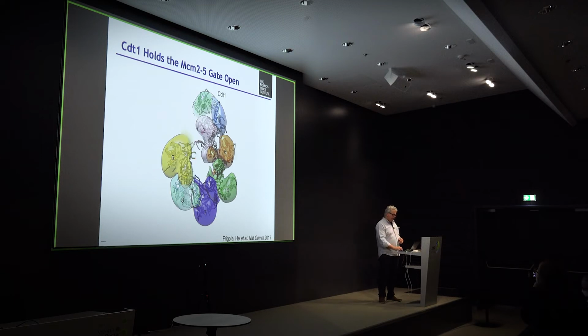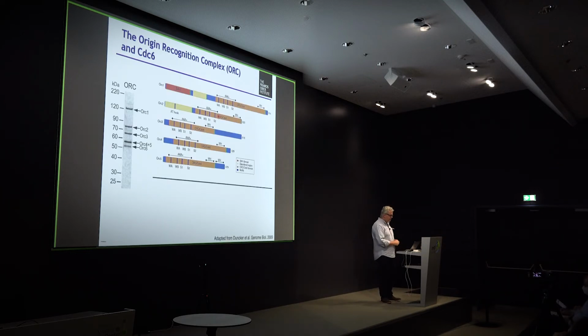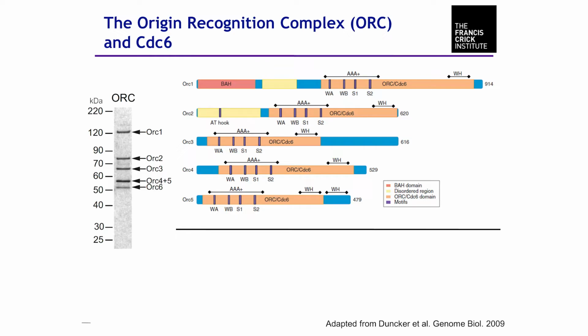And so in the absence of Cdt-1, the MCM complex closes, or it is weakly opening and closing all the time, whereas in the presence of Cdt-1, it's held in an open configuration. So that's MCM Cdt-1. The other key proteins involved in the MCM loading reaction are the origin recognition complex and another protein called CDC6.